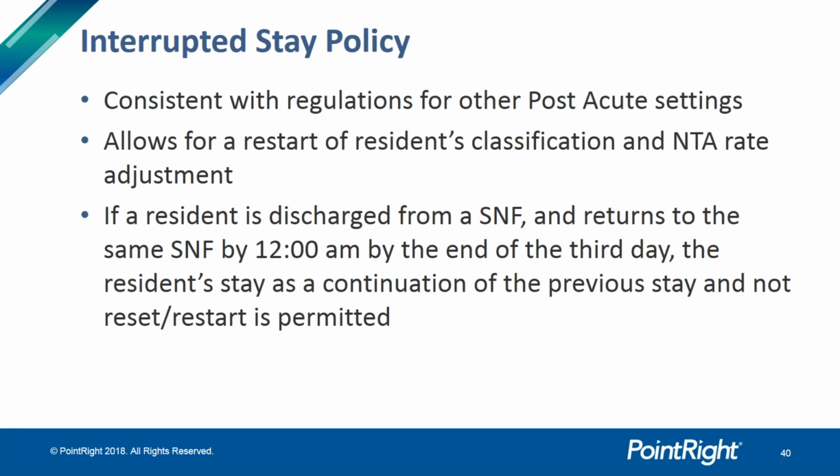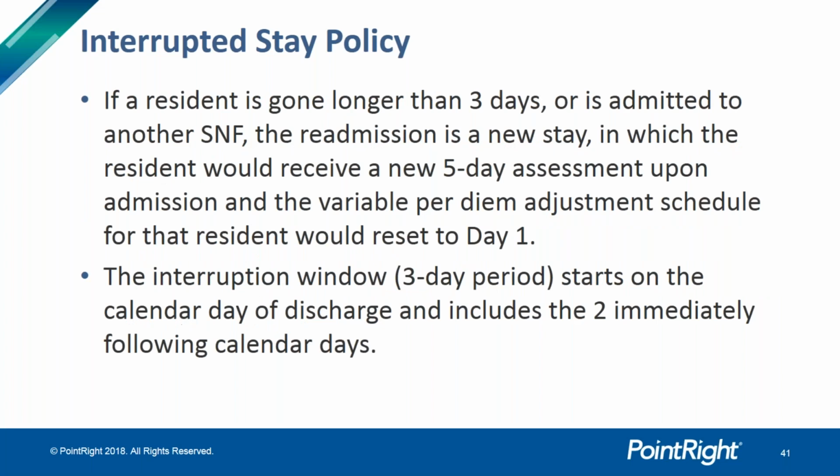An interrupted stay happens when the resident's gone longer than that 3-day time period. So if they're gone longer than that three-day time period and they come back to you, the admission is considered a new stay. Or if they go to another SNF before that, it is considered a new stay. So if they go out 3 days and come back to you after 3 days, it's a new stay. If they leave you and go to a new SNF, it's a new stay for the new SNF. The variable adjustment schedule resets to day 1. And so that adjustment applied towards your rate is reinstituted, as it were.